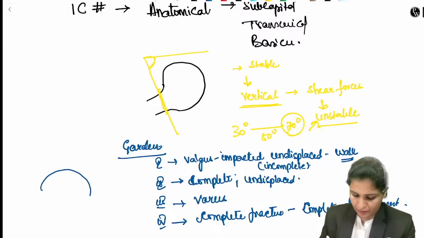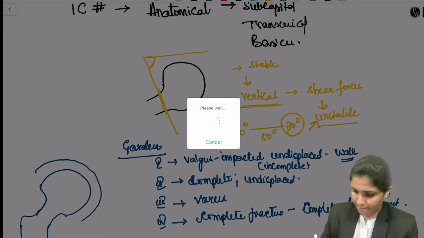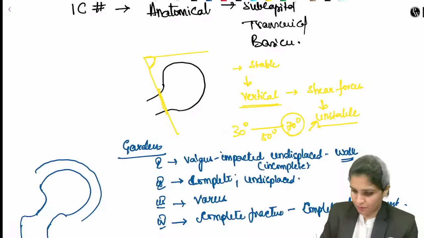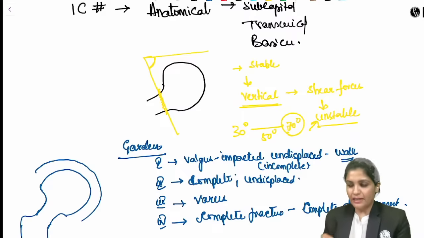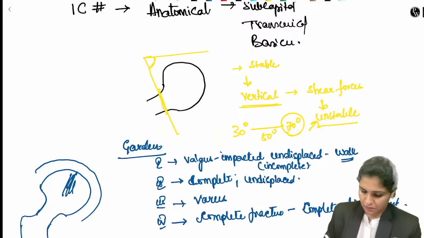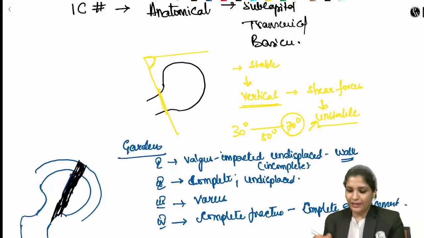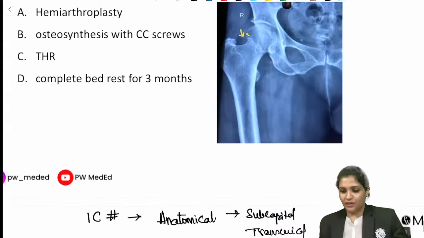So if you think this is your femur head, this is your neck, right? And then this is your acetabulum. So there are trabeculae present over the femoral head and the neck, and then the acetabulum. All these trabeculae are in continuity in case of types 1 and 2. In type 3 they get disrupted. In type 4 the femoral head and neck are disrupted, but the head and acetabulum are in continuity. So this is the Garden's classification of IC fracture.